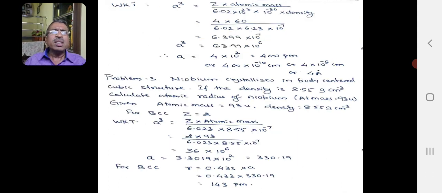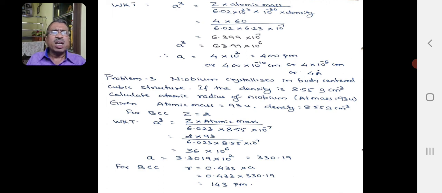We know that the density is equal to Z into atomic mass divided by Avogadro's number into A cube into 10 raised to minus 30. Therefore, A cube is equal to Z into atomic mass divided by Avogadro's number into 10 raised to minus 30 into density. Substitute the values.